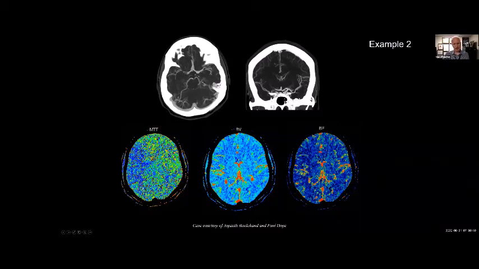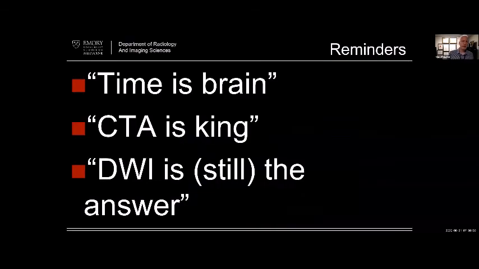MTT, right MCA is abnormal, prolonged. CVF, then the next one, you can see it's a bit decreased there, a bit decreased. And then CVV looks relatively normalized. So that would be theoretically territory at risk for infarction in right MCA territory.